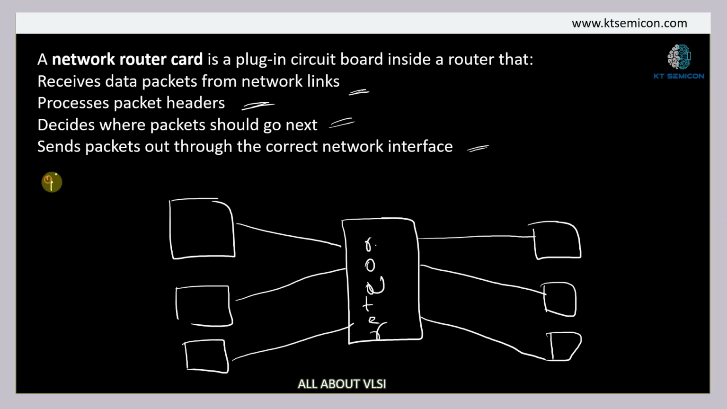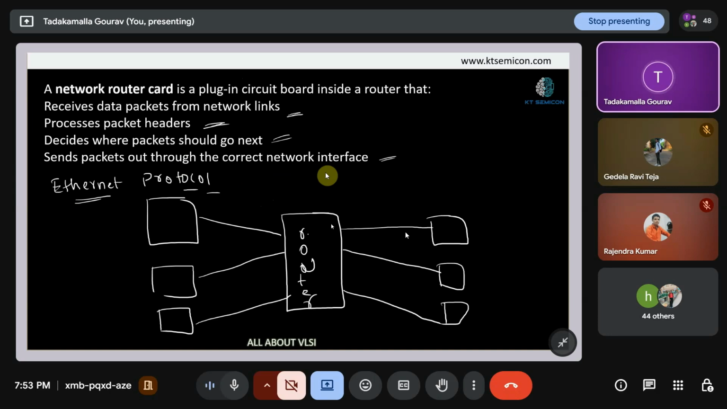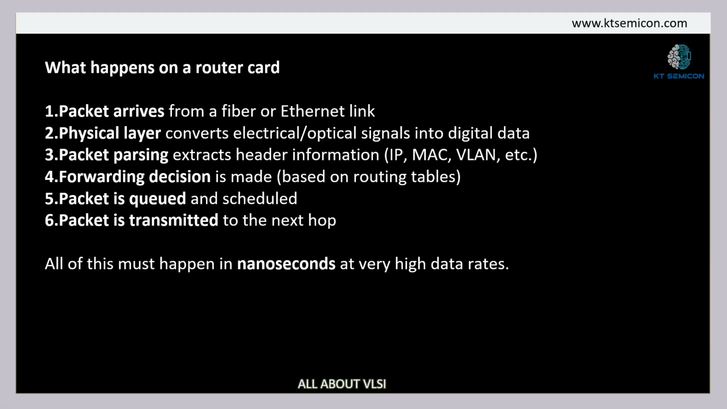If you try to understand the Ethernet protocol, you will get to know that we use the header information, and there will be so many particular things which we are going to filter, and we are going to decide the exact path. Yeah, that is not our concern. We are basically going to understand how and where your PLDs can be used. So this is what happens on a router card.